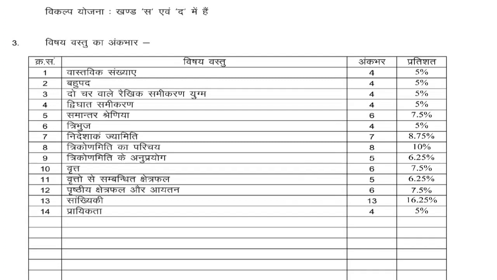Fifth chapter is Arithmetic Progression, AP, which contains 6 marks. Sixth chapter is Triangles, which contains 4 marks. The 7th chapter is Coordinate Geometry, which contains 7 marks. The 8th chapter is Introduction to Trigonometry, which contains 8 marks. The 9th chapter is Some Applications of Trigonometry, which contains 5 marks.